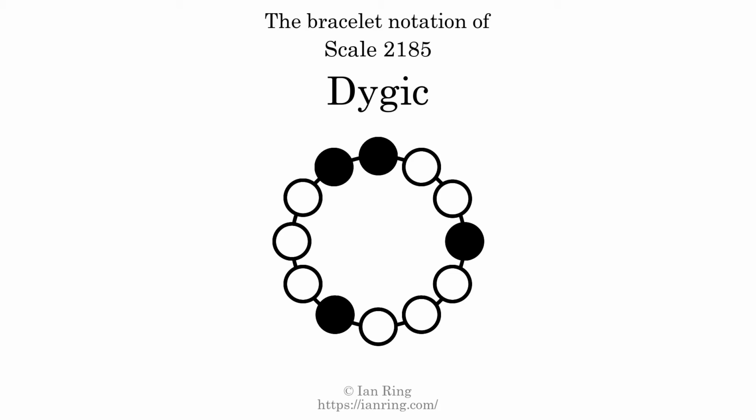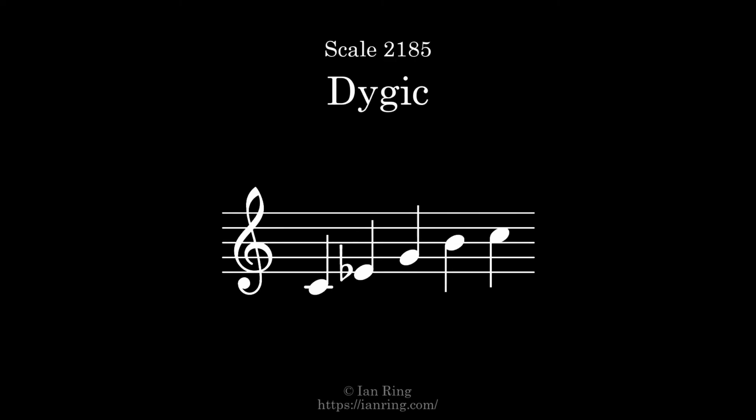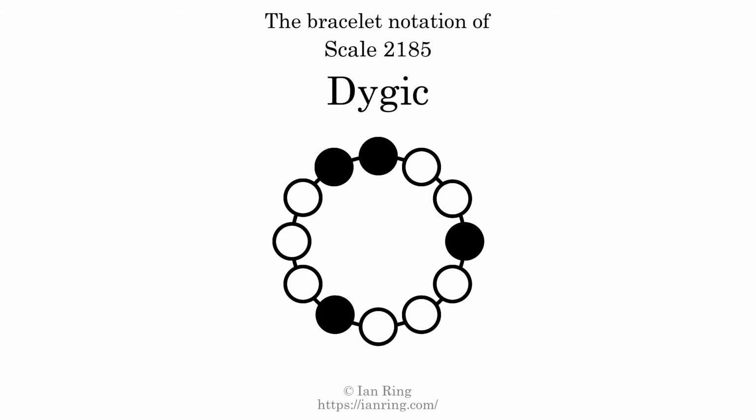2185, Dygic, which sounds like this. This scale has 4 tones, which means it is called a tetratonic scale. This is a bracelet notation diagram of scale 2185. The shaded circles represent tones that appear in the scale, and they are read clockwise, starting at the top.